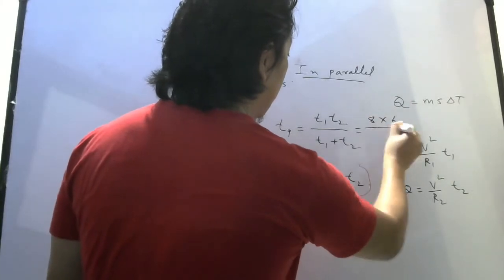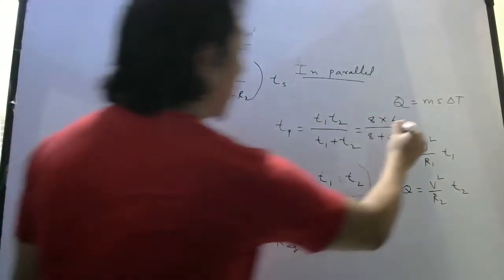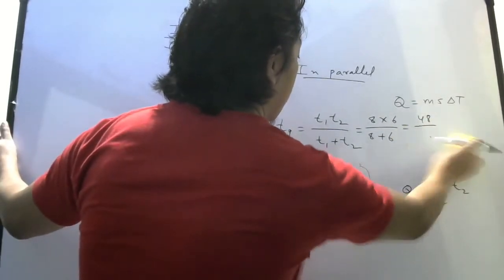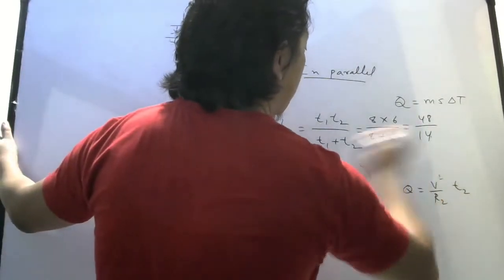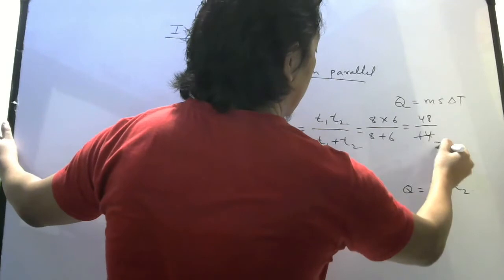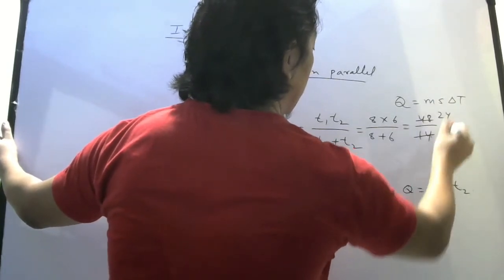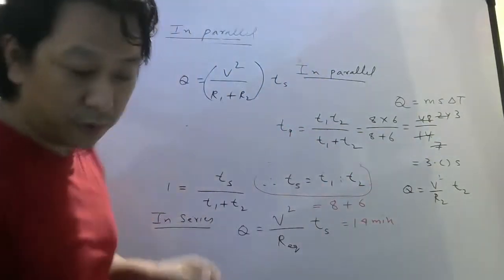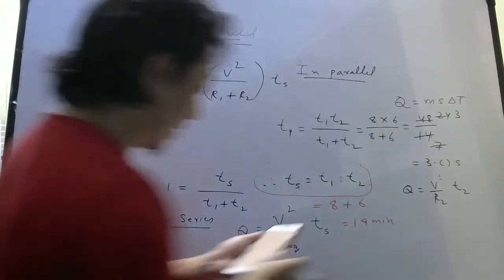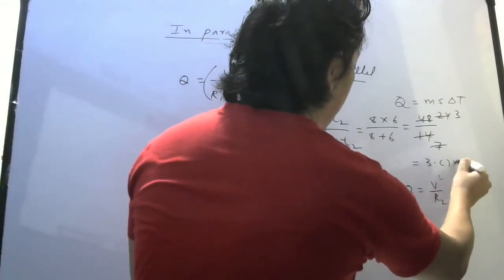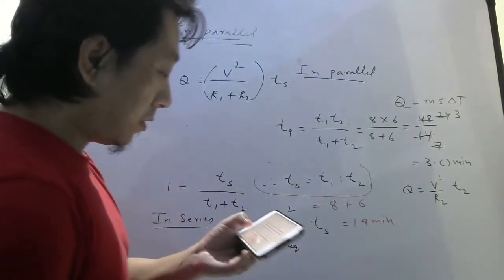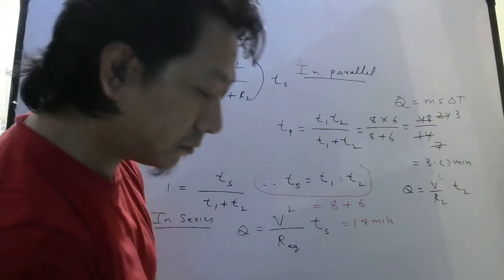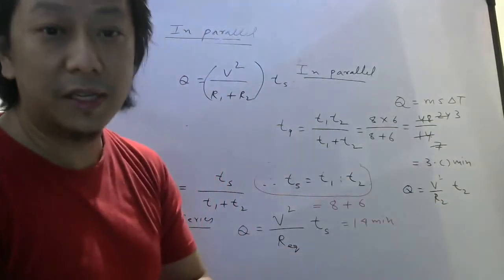8 into 6, 8 plus 6. So that will be 48 by 14. Right, 14, 2 7s are 14, so 7 3s are 21. So 3 point something seconds, or minutes actually. So 3 point something minutes. So which would be the right option? 14 and 3.43. So option 1, option A. No need to calculate this. You can just check the option and tick the right one.